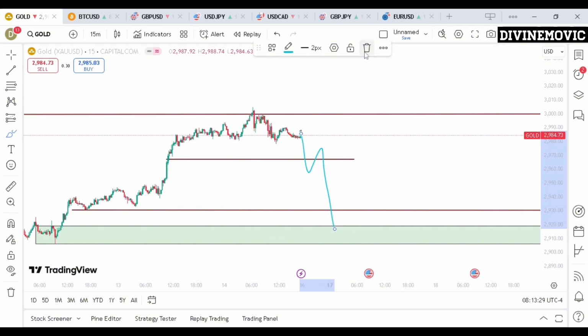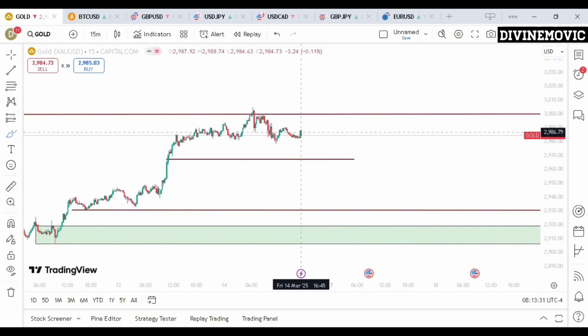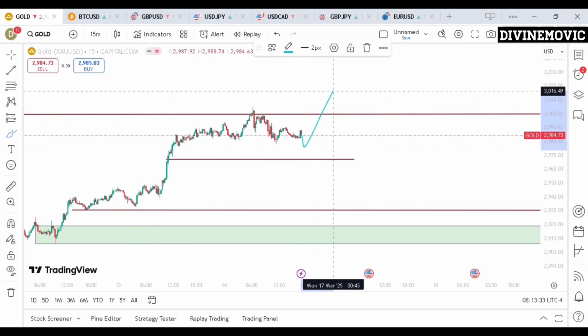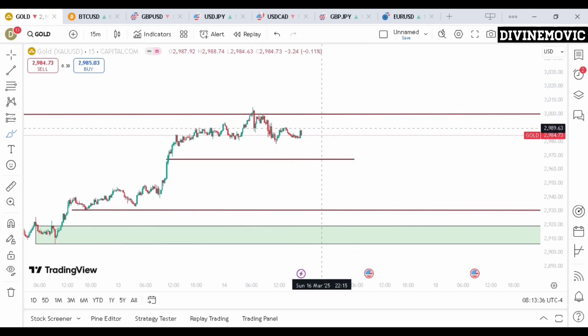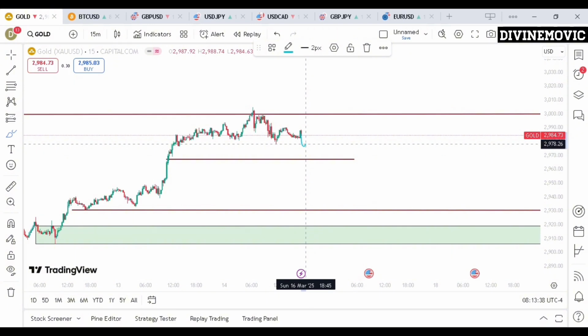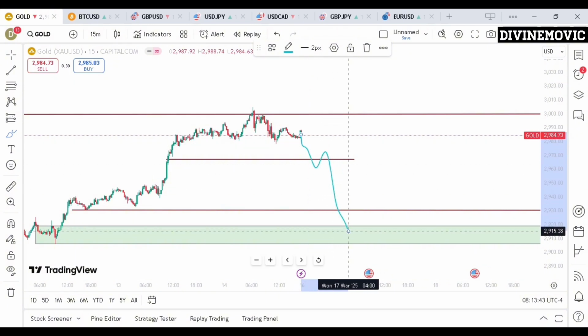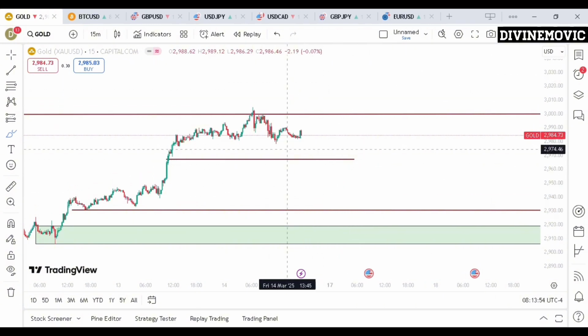And price can either do two things. Price can either sell to this particular point and continue a buy, or price can sell to this point, fill this zone, and then continue to sell. These are the two scenarios that can happen on this particular structure. But for us to understand if price is going to respect this particular point here and continue to the upside or fail this point, we want to simply identify liquidity and also a lower time frame point of interest.